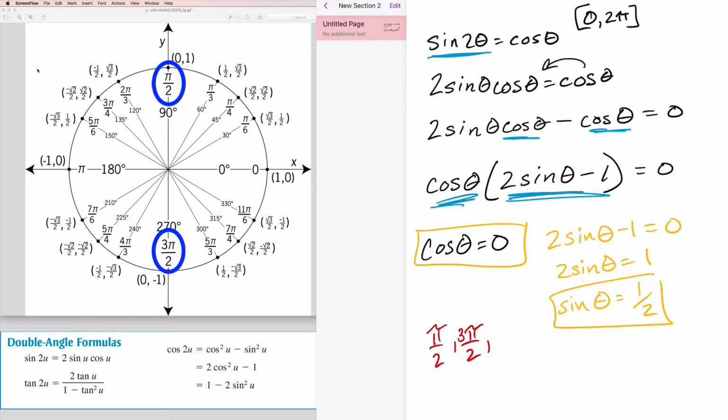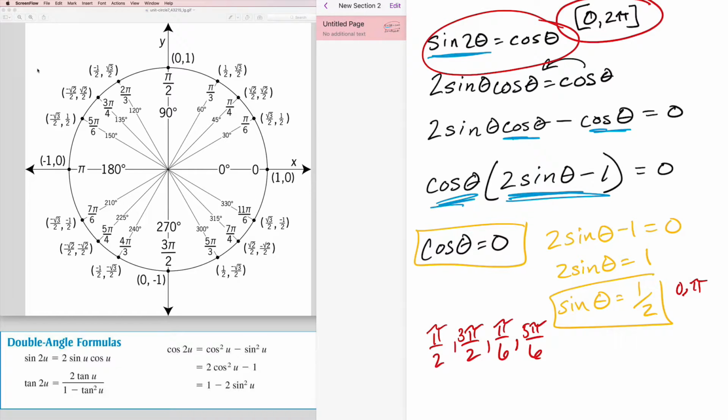Now, how about sine theta? Sine theta, that's the y. So that means I'm going to just look at the top half, from 0 to pi, right? Because y is positive, so I need to look at where the y's are positive. So where is sine theta positive? It is a positive half at pi over 6 and 5 pi over 6. And so on the interval of 0 to 2 pi, and solving for this particular equation here, I find that these are my zeros, my solutions to this particular problem.